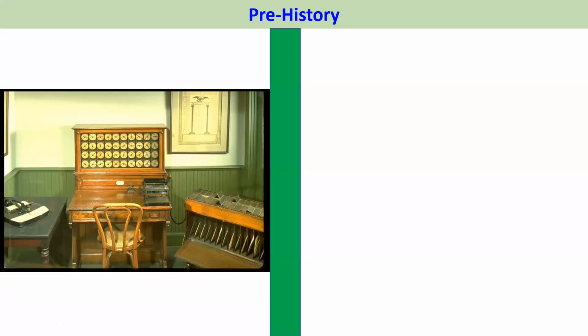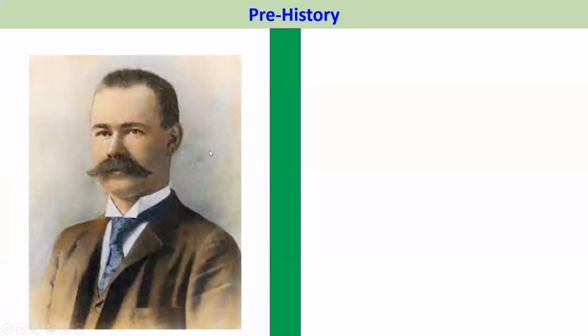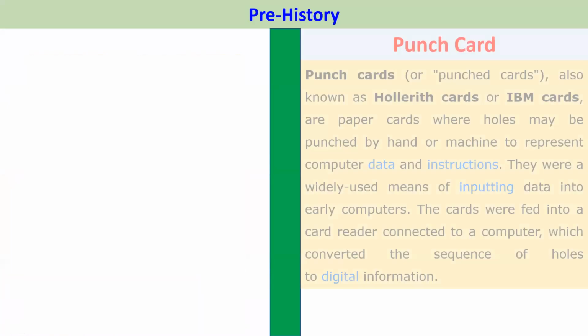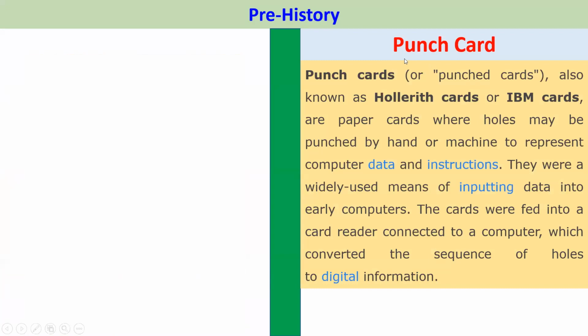This one. This is the person, Herman Hollerith. Right. Then here I'm giving some information about the punch card also. The punch card is later also known as the Hollerith card or IBM card. Especially these cards are used for the IBM machines. They are used for giving data and instructions.